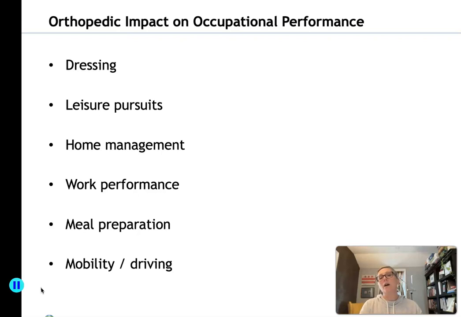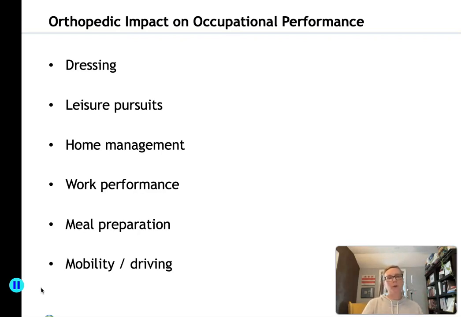We need to think about, are there any weight-bearing precautions? Is this a shoulder replacement and they have range of motion restrictions? Is this a hip replacement where they can't cross midline with their lower extremity, or flex past 90 degrees at their hip? So these are all going to impact occupational performance and how they're able to engage in occupation.